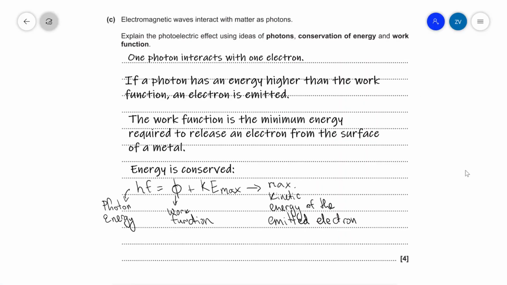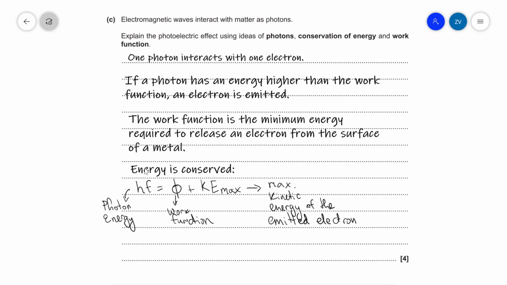First off, remember, always in the photoelectric effect, we have one photon interacting with one electron. This is the one-to-one interaction between photons and electrons. During that interaction, if a photon has an energy higher than the work function, an electron is emitted. Now, what is the work function? It is the minimum energy required to release an electron from the surface of the metal. This has been written in bold, so I make sure to define it.